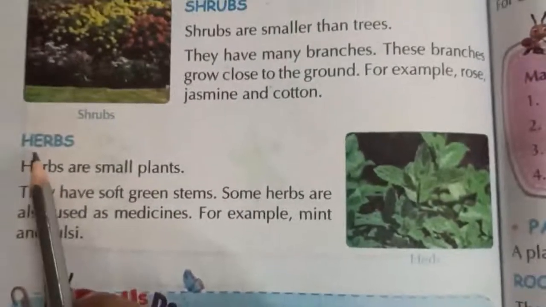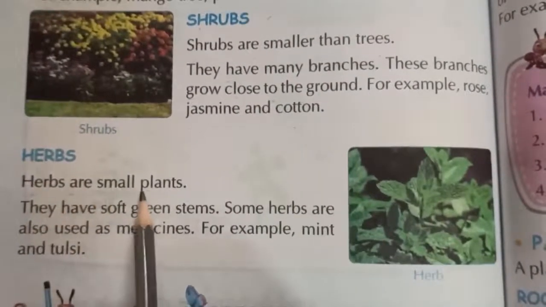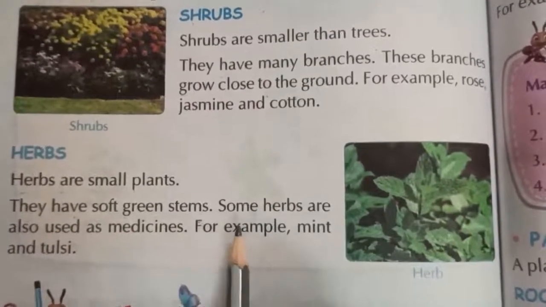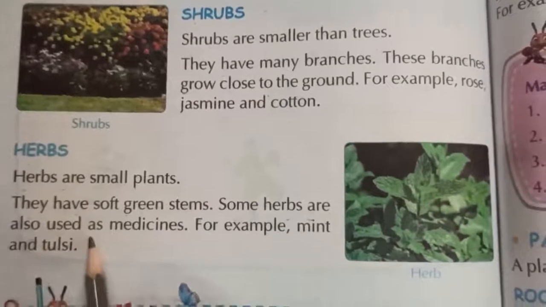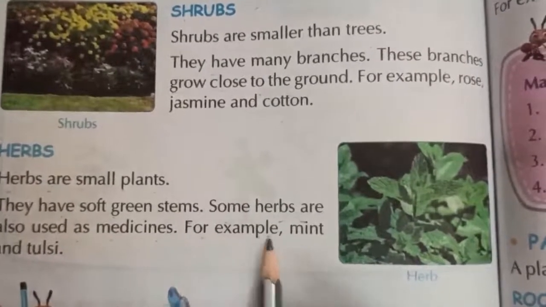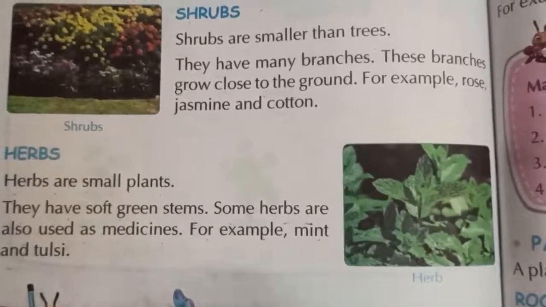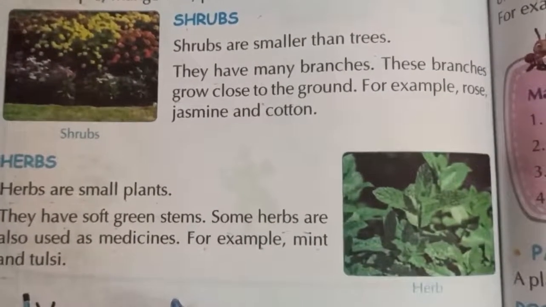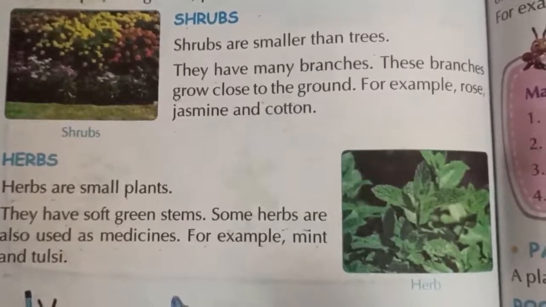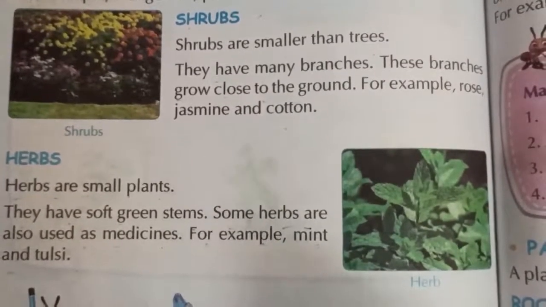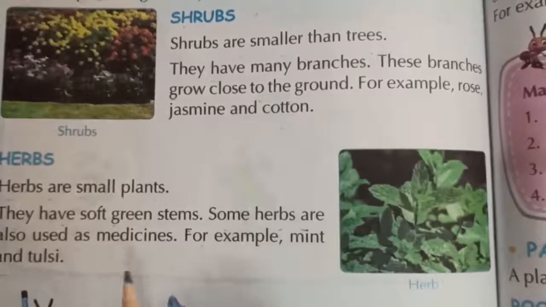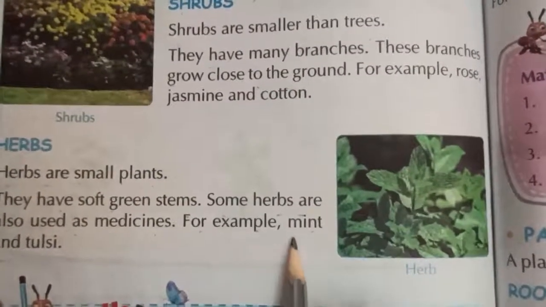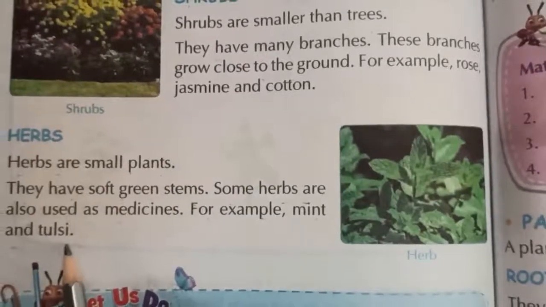Next, herbs. Herbs are small plants. They have soft green stems. Some herbs are also used as medicines. For example, mint and tulsi. So, herbs are also small plants. They have soft green stems. So, the stems are soft and green. Most probably, herbs are used as medicines. Some examples are mint and tulsi.